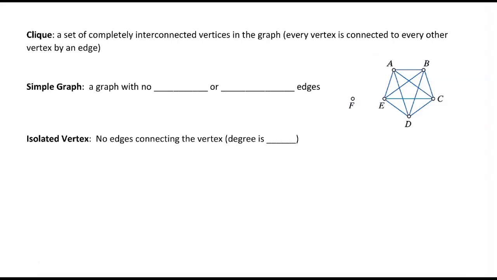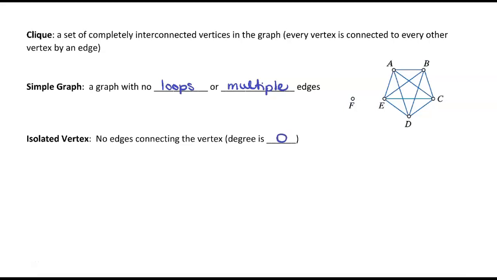A simple graph is a graph without any loops or multiple edges. This graph pictured here would be an example of a simple graph. There are no loops and there are no multiple edges. An isolated vertex is a vertex with no edges connecting that vertex to any other vertex. So necessarily, the degree of an isolated vertex is 0.